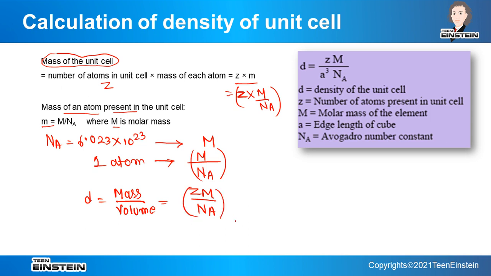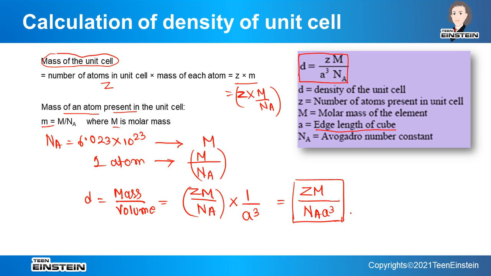Okay, and what is volume of the cube? The volume of the cube is simply A cube, because A is the edge length of the cube. Okay, so in place of volume we will write 1 by A cube. So finally the equation becomes ZM divided by A cube Na. So this is equal to density. So in this way we can derive this formula, which is already mentioned here.